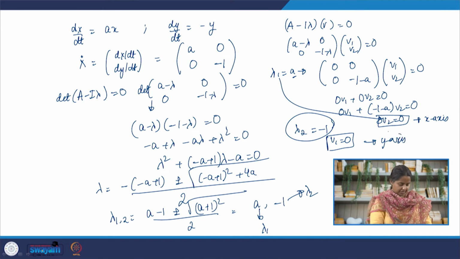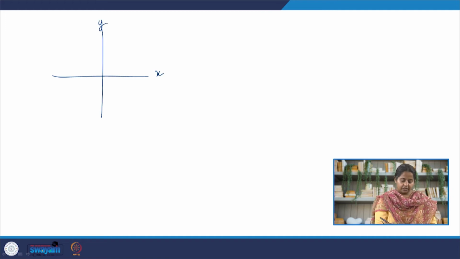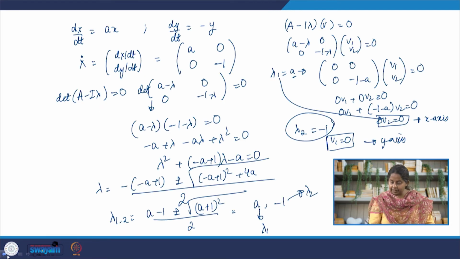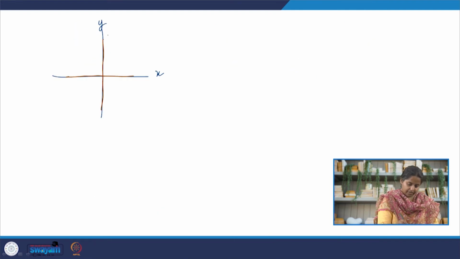So let's plot this now, the phase portrait. So this is our phase portrait, here x is changing, here y is changing. One eigenvector, I am going to use a different color. So one eigenvector is here and another eigenvector is here. The corresponding eigenvalues, lambda 1 is equal to a for the x axis, lambda 2 is equal to -1 for the y axis. So, here the eigenvalue is -1 and here the eigenvalue is a.